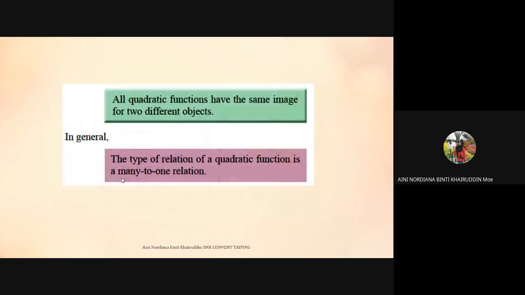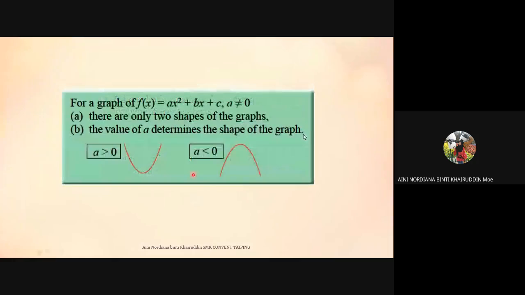Okay. All quadratic functions have the same image for two different objects. In general, the type of relation of quadratic function is many to one relation. Don't worry, if you don't understand the sentence above, we will see it later. For the graph of f(x) equals ax square plus bx plus c, where a is not equal to 0, there are only two shapes of the graph. The value of a determines the shape of the graph.